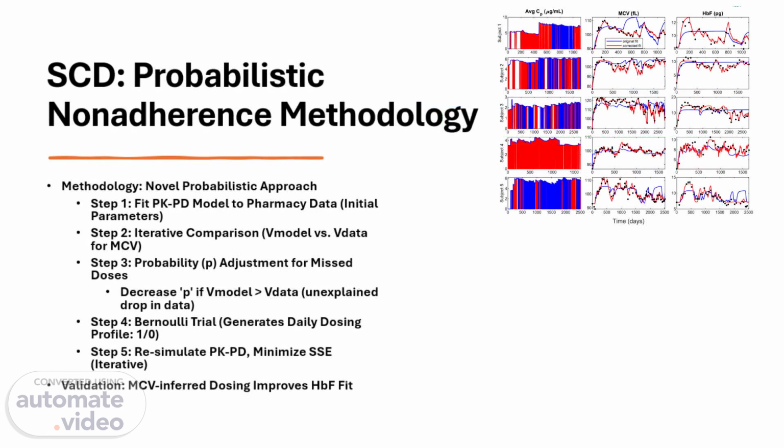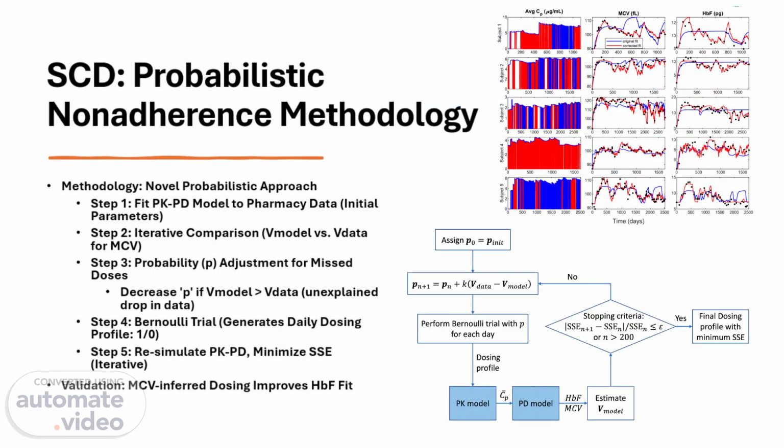To further refine our understanding of non-adherence, we introduced a novel probabilistic approach. Step 1. We initially fit the PK/PD model to pharmacy data to establish baseline parameters. Step 2. An iterative comparison was then performed between model predicted values, V model, and observed data for HbF and F-cells. Step 3. The probability, P, was adjusted for missed doses when the model predicted HbF was greater than the observed data, indicating potential non-adherence.